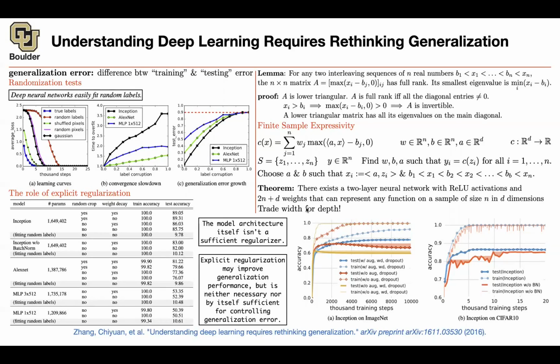And then how do you make it deeper? You can trade your width with the depth, and that's going to give you a deep neural network. So a 2-layer deep neural network is able to overfit any finite sample of size n.